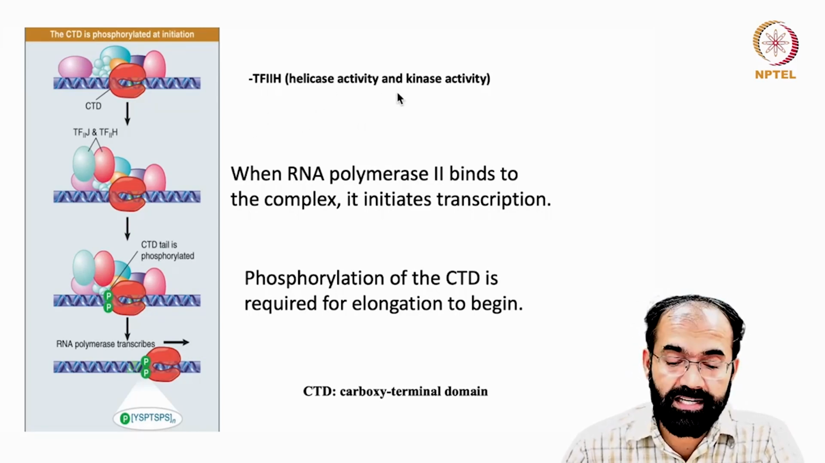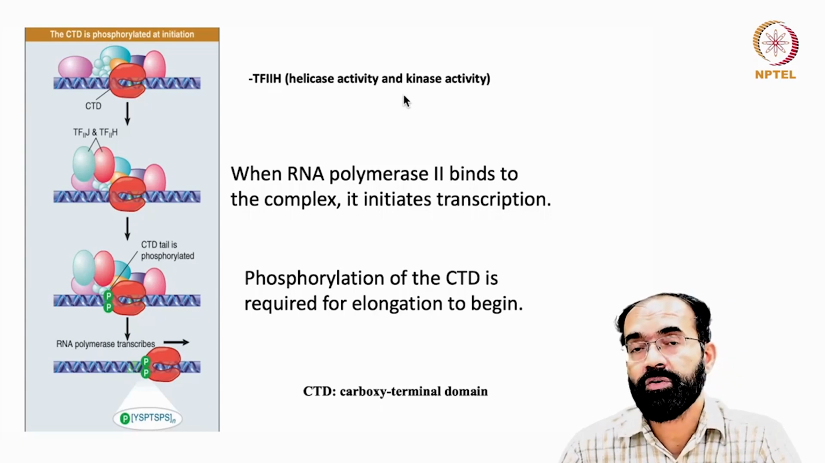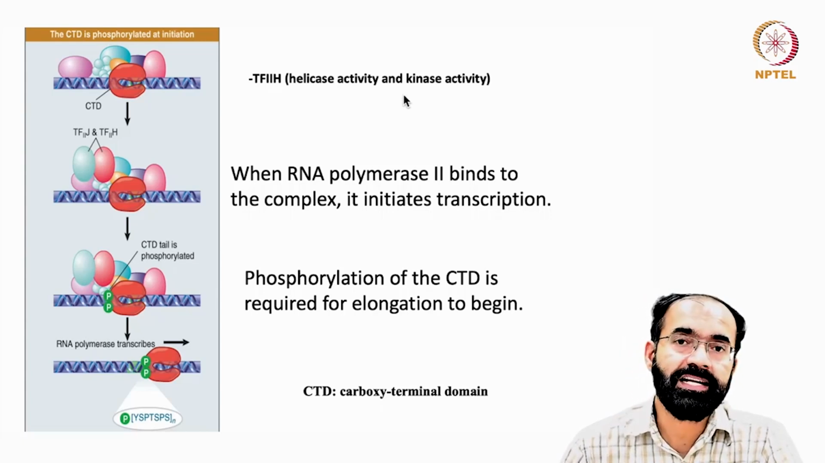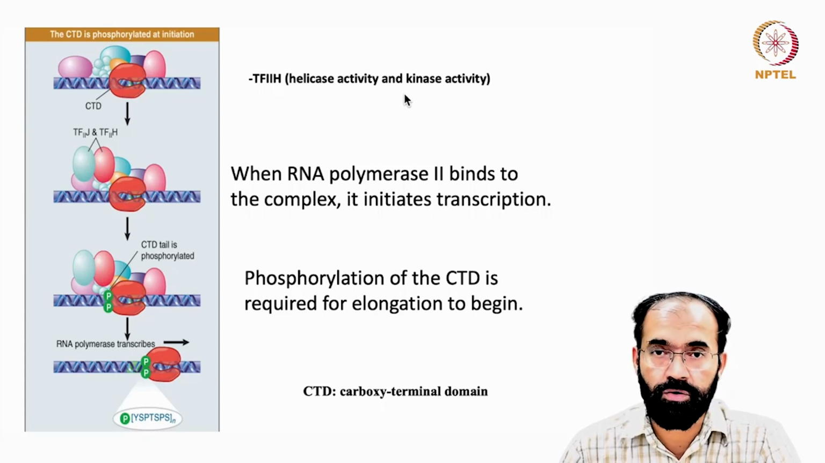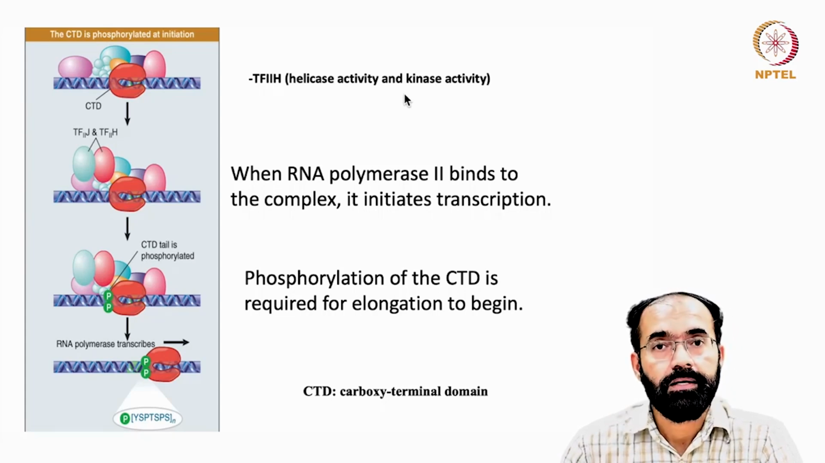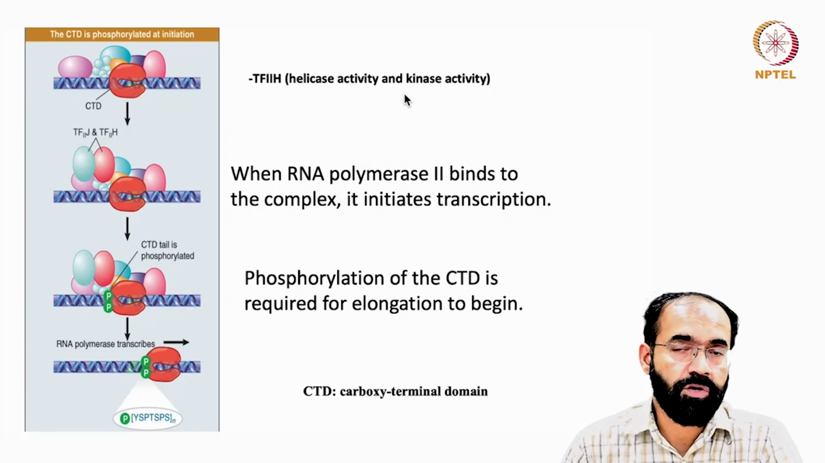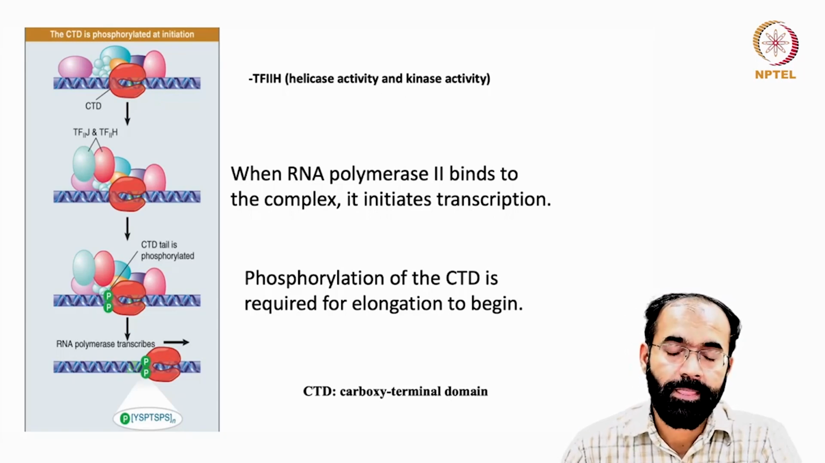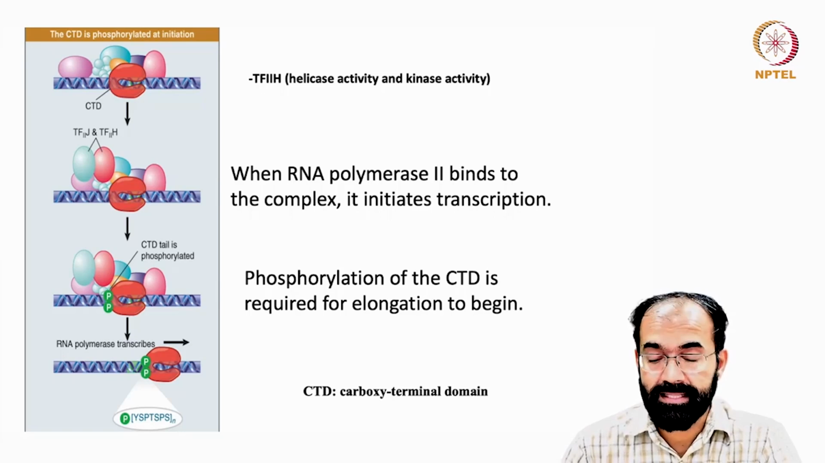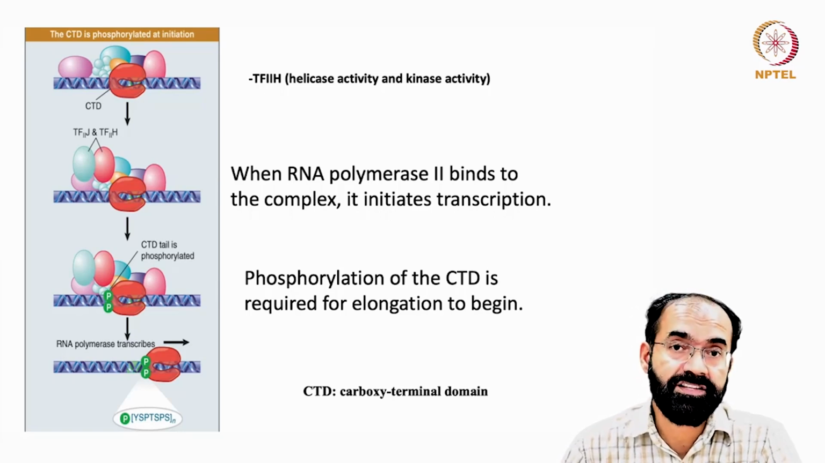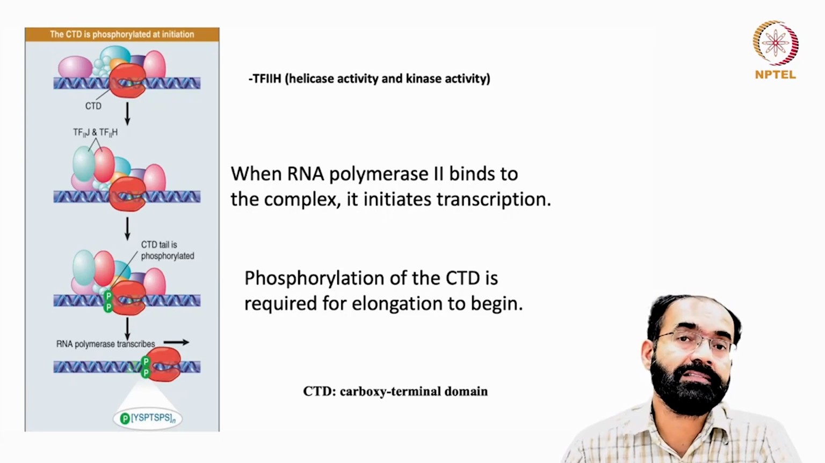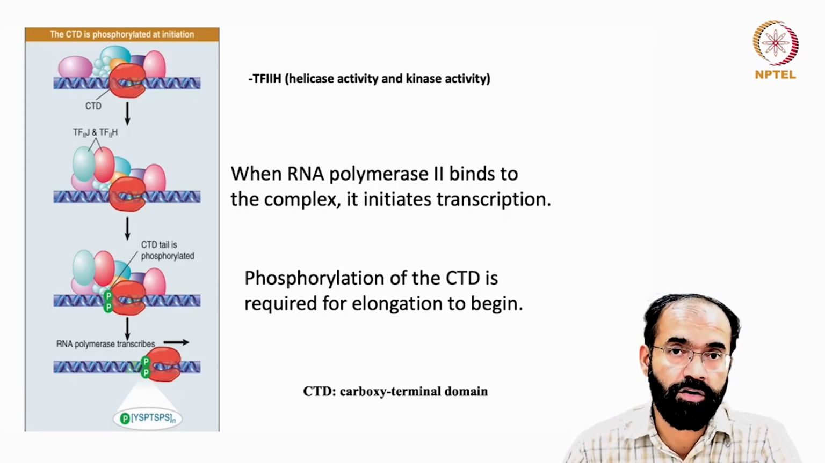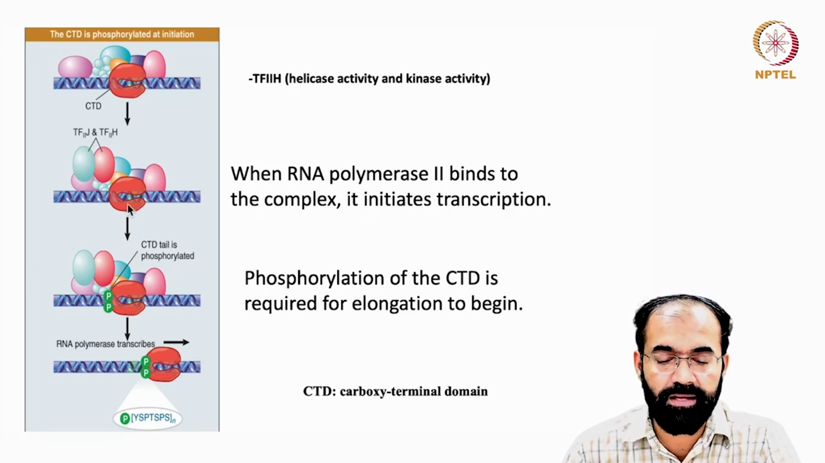TF2H has the helicase activity, we already know, and it also has a kinase activity. What is kinase activity? Kinase activity allows the protein or enzyme you are talking about to catch hold of an ATP molecule and add the phosphate group to a target. And in this way, what happens? The molecule will get energized and it can change its conformation, and it can behave slightly differently than what it was doing. So the kinase activity is very important.